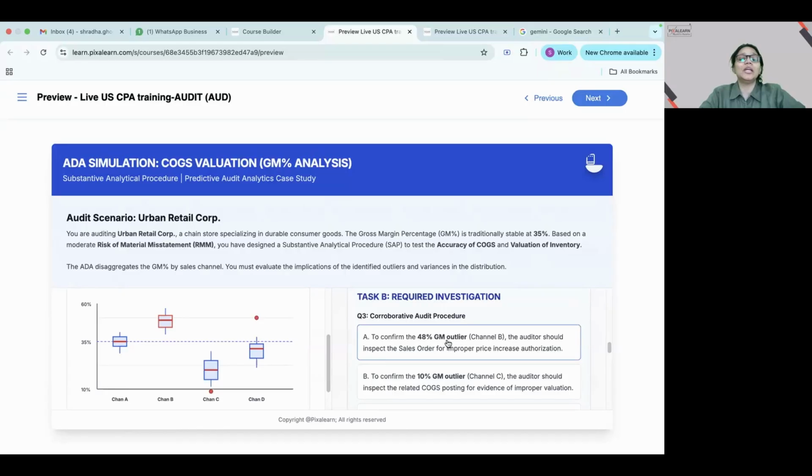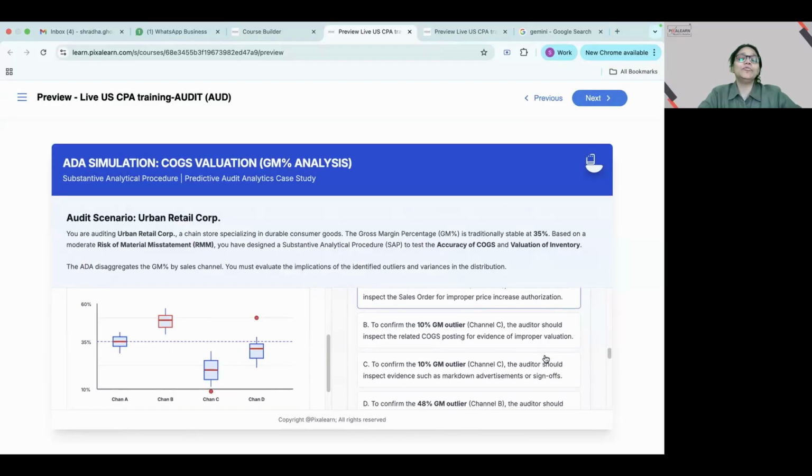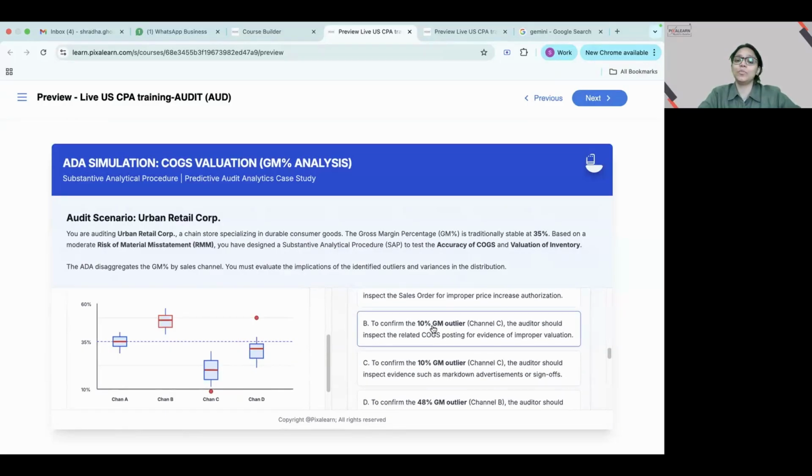To confirm the 48% gross margin outlier in channel B, the auditor should inspect the sales order for improper price increase authorization. Now, this is a very good question, guys, okay? Please go slow. Try to give me the right answer. To confirm a 10% gross margin outlier in channel C, that means when you're confirming, so you have to confirm B, C, and D. They're trying to correlate the risk with the procedure. What are you going to do next?